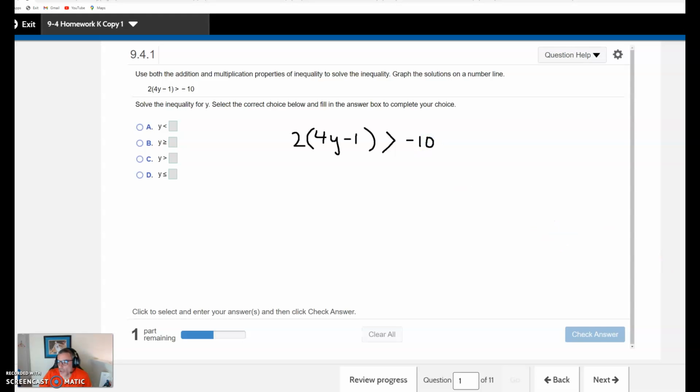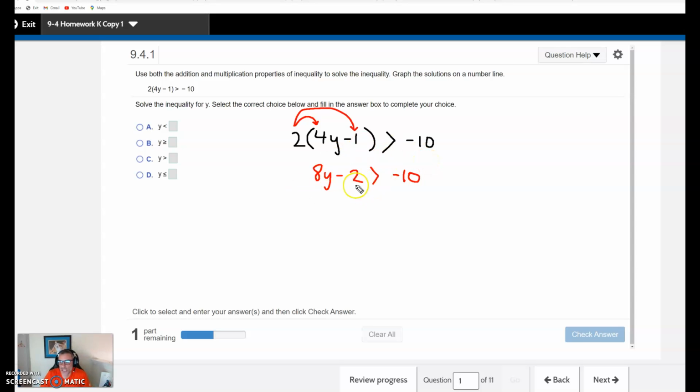All right, so step 1 is to apply the distributive property, right? That's where we multiply everything inside the parentheses by 2. So I'm going to multiply 4y times 2. So 2 times 4 is 8, so I get 8y minus 2 times 1, which is 2, is greater than negative 10. Okay, so this red equation is a simplified version of the black equation. So essentially, that's the extra step.